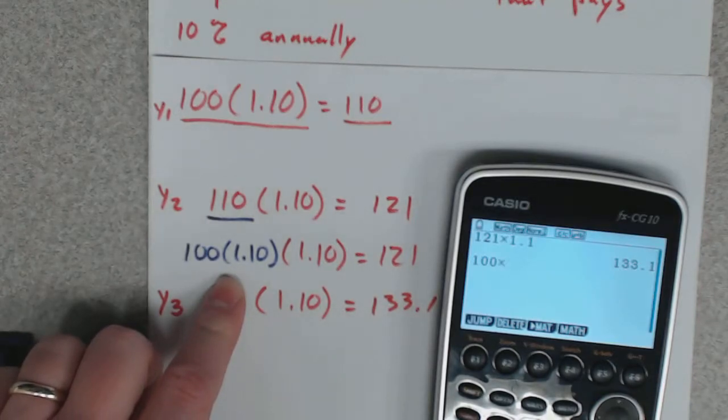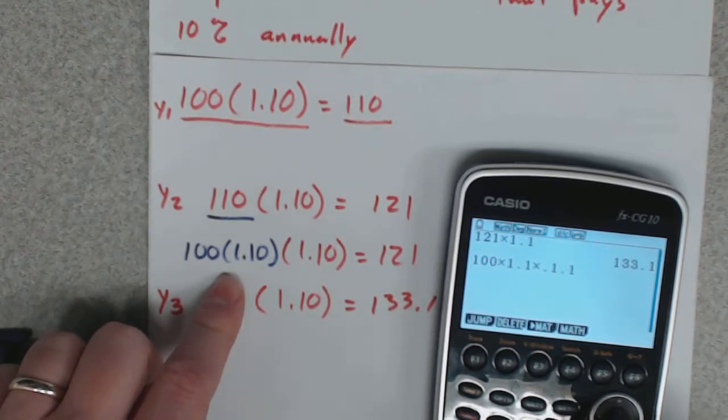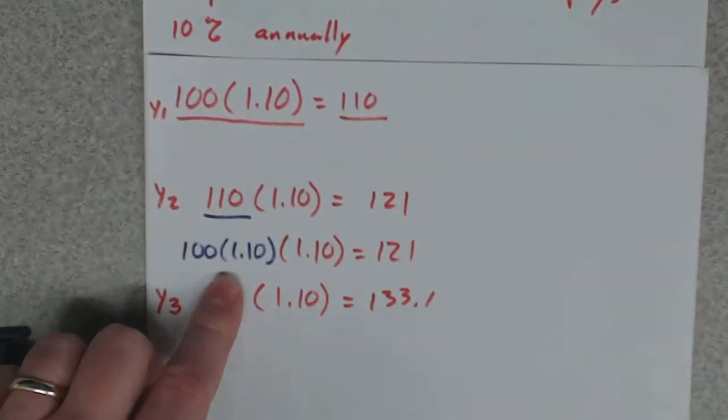100 times 1.1 times 1.1. What did I do? Too many decimals. See, 121. So that's cool.